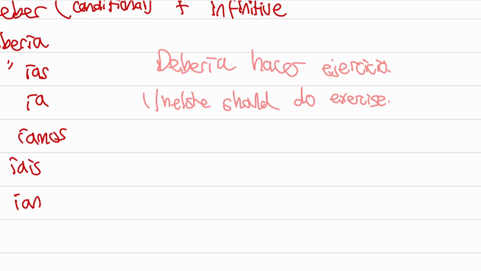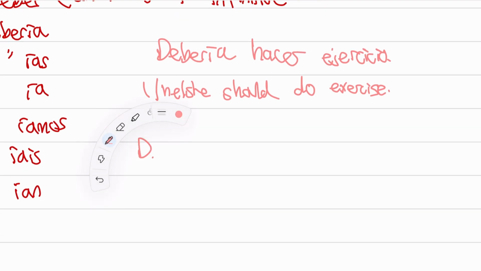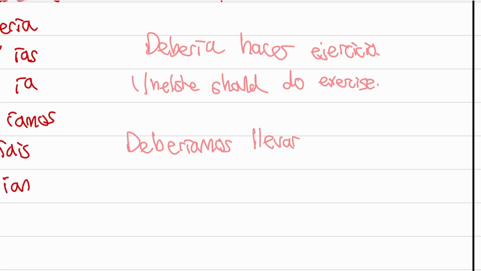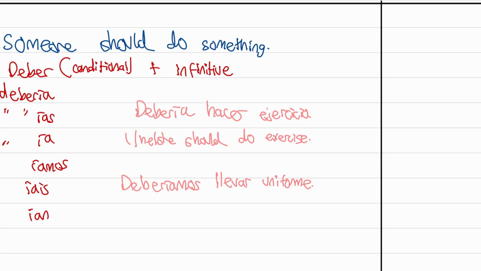Okay, another example, let's use the we form. This might be quite common in exams. So saying like, for example, we as students, maybe deberíamos. Let's use llevar uniforme. We should wear uniform. Keep saying must, but should. Vale, deberíamos llevar uniforme. We should wear uniform.